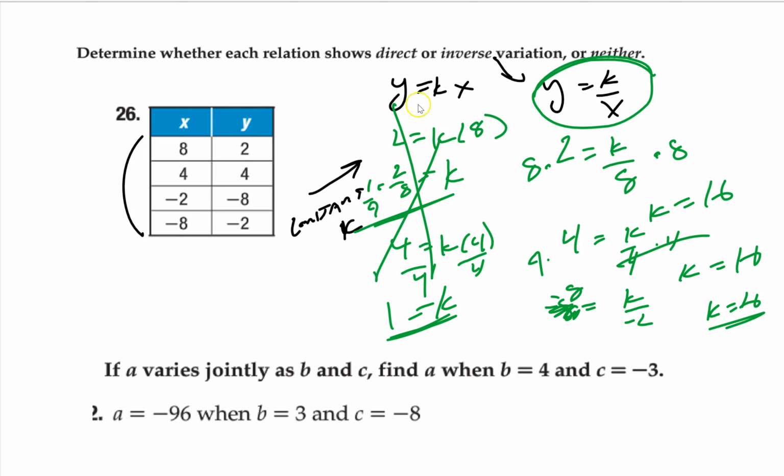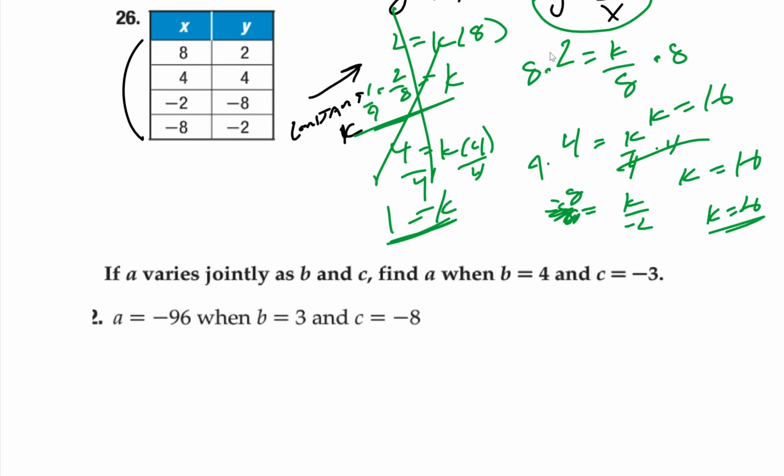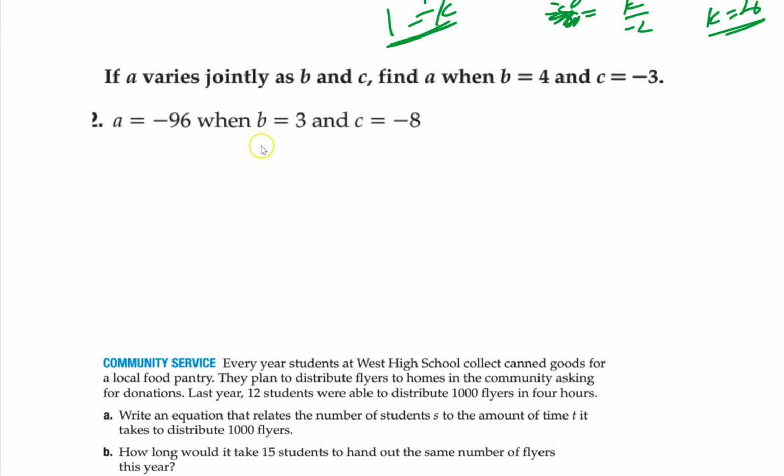So what do you do? Plug it in, try to see if you get the same K. If you don't get the same K, it's not that one. If you do, it is. If on both of them I didn't get it, it'd be neither. That's the way it works. Okay, let's finish this up.